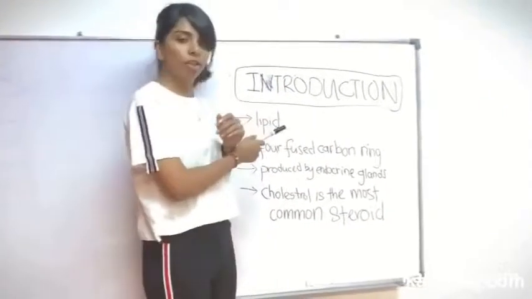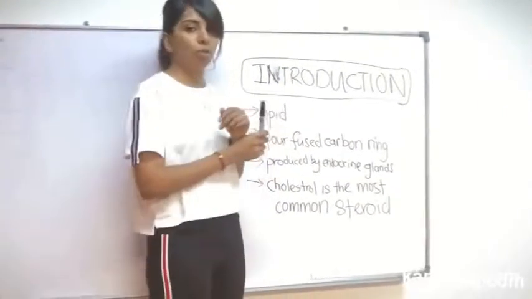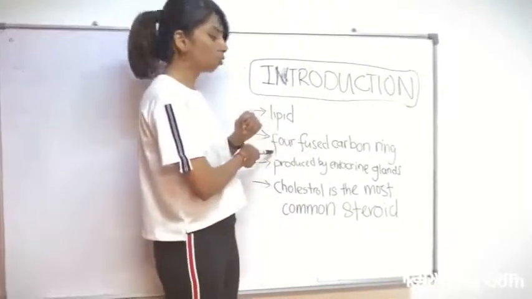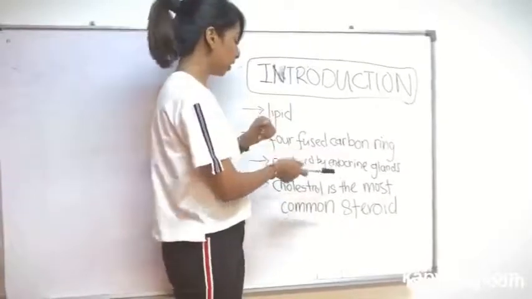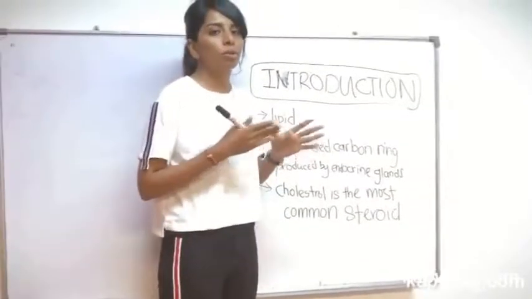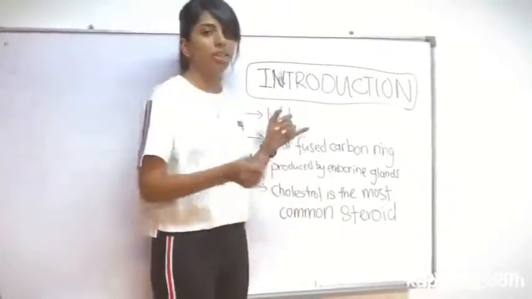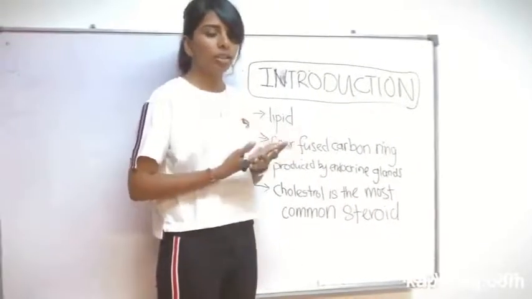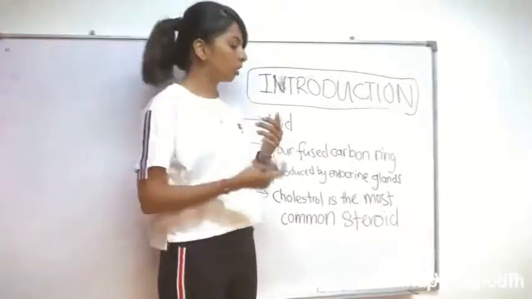So now let me start off with a brief introduction and functions of steroid hormones. As we know, a steroid hormone is a lipid molecule because it is hydrophobic and insoluble in water. Thus, it also has a four-fused carbon ring structure. Most steroid hormones are produced by endocrine glands such as your gonads, which consist of testes and ovaries, your adrenal glands, and also your placental unit.